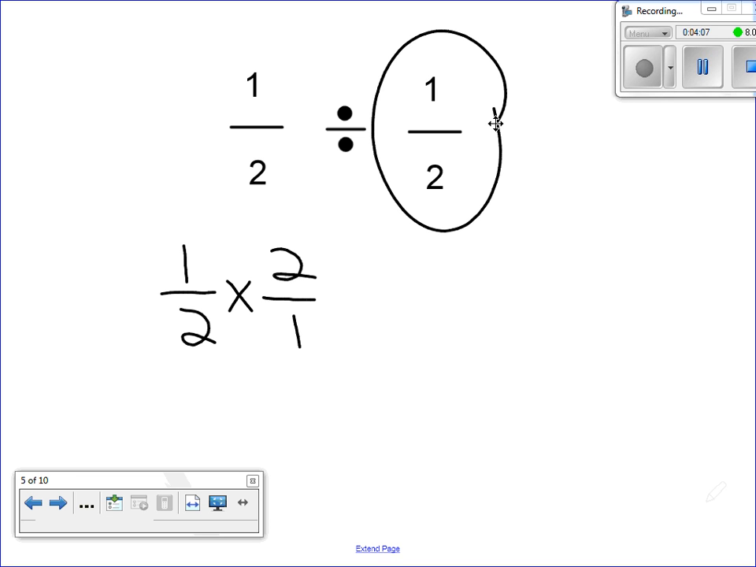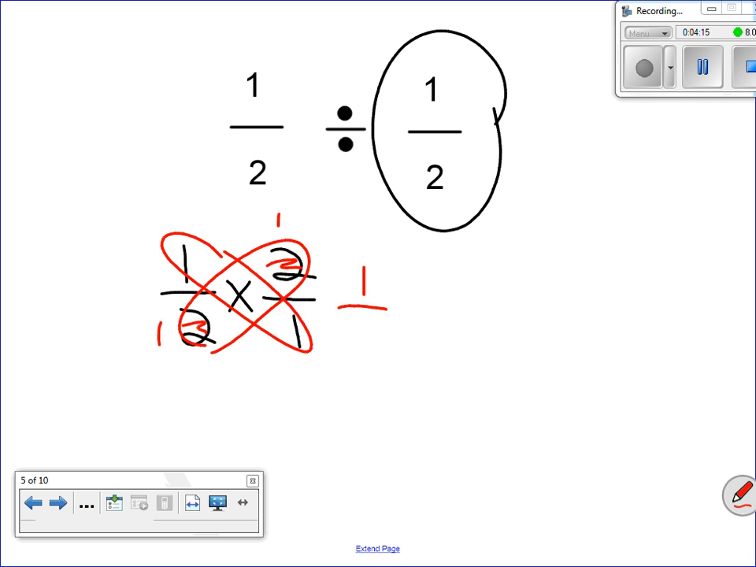We cross reduce. 1 and 1 can't get any smaller. The 2's can get smaller. 2 divided by 2, you get a 1. 1 times 1. That's the answer. It makes sense, doesn't it? A half divided by half equals 1. If you want to divide one thing by another thing, it's the same.